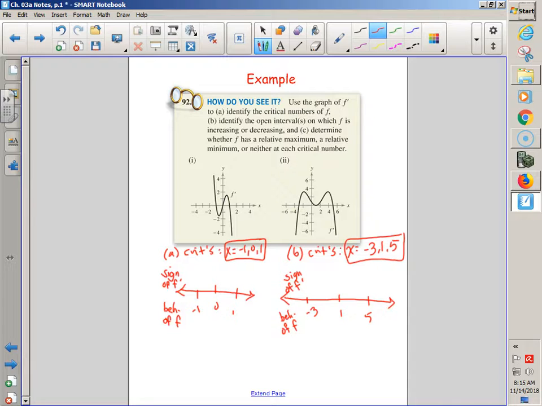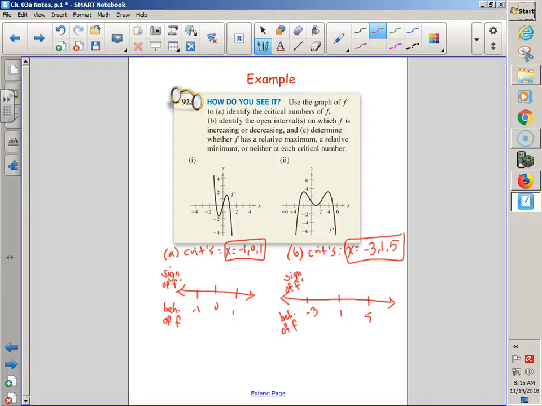Well, letter B says to figure out where f is increasing or decreasing. There's a forever card for that. How do I know when a function is increasing? It's going up. Great. What if I can't see it? Oh, its derivative has what sign? Positive. And then the function's decreasing when the derivative has what sign?